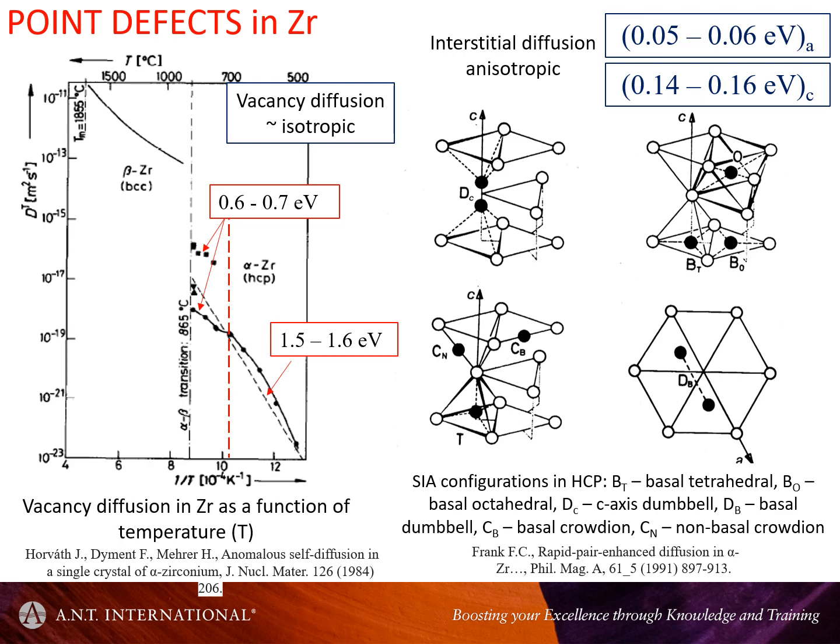The interstitial issue: interstitials have very low migration energies compared to vacancies, but one of the more important things about interstitials in zirconium is that the diffusion is anisotropic. What that means is that within the basal plane, the diffusion of the interstitials is faster. You have a lower migration energy within the basal plane compared to inclined to the basal plane along the c-axis.